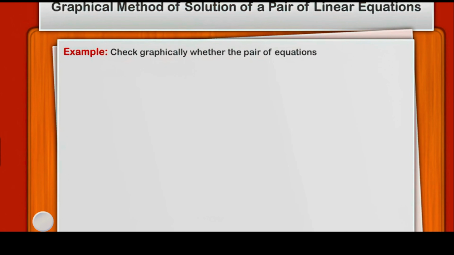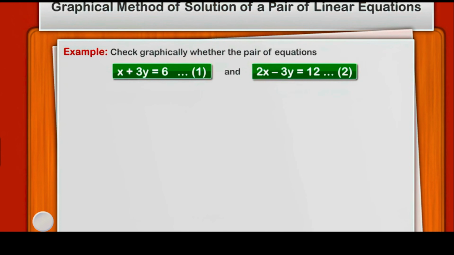Let us now consider an example to illustrate it. Check graphically whether the pair of equations x plus 3y is equal to 6 and 2x minus 3y is equal to 12 is consistent. If so, solve them graphically.